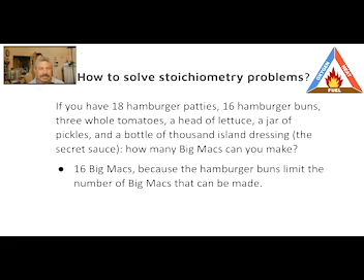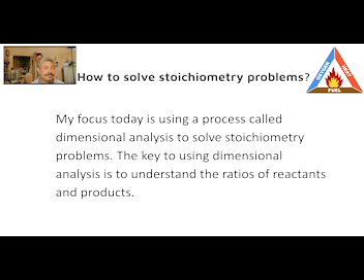So the limit here is my hamburger buns. I don't have enough hamburger buns for everything else. Hamburger buns limit the number of Big Macs that can be made. That's called the limiting ingredient. Now this becomes very important for more complex problems like the one above. But today, my focus is going to be a process called dimensional analysis, not logic, to solve stoichiometry problems.